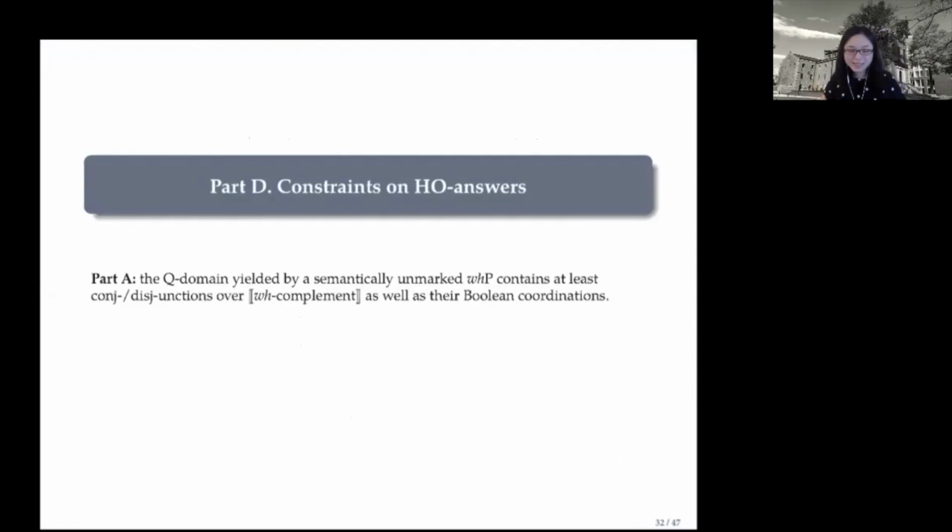For part D, this is on semantic constraints on higher order answers. This part is sort of independent from the previous 2 parts on distributing and deriving higher order readings to questions.